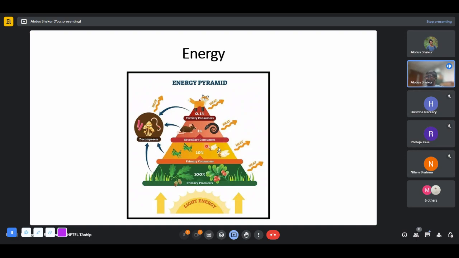So that's why, because there is very little energy transferred across trophic levels, you don't see much more elongated food chains and food webs in terms of trophic levels.